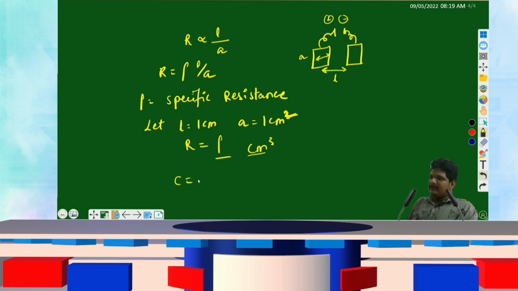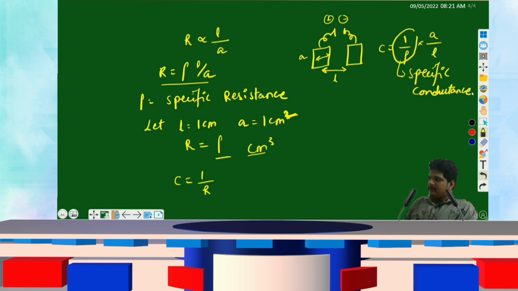Okay, now if I substitute the value of R in the above equation, as we know that C is equal to 1 by R, conductance is equal to 1 by R. So I will get C is equal to 1 by rho into A by L. Here 1 by rho is what we call specific conductance, or it is also called conductivity.